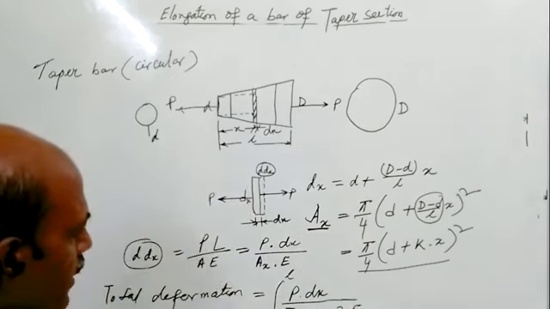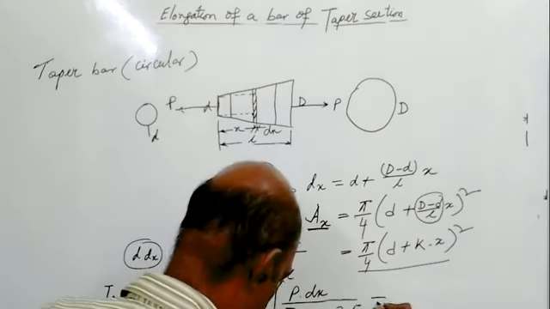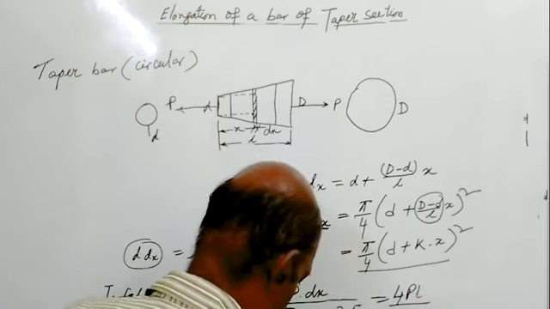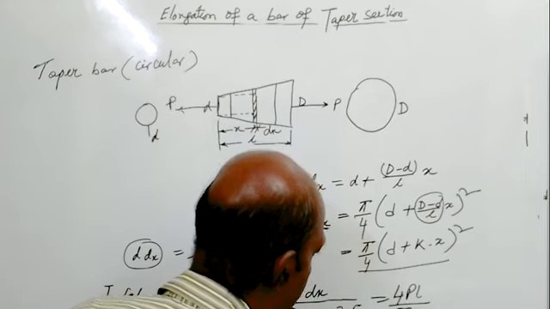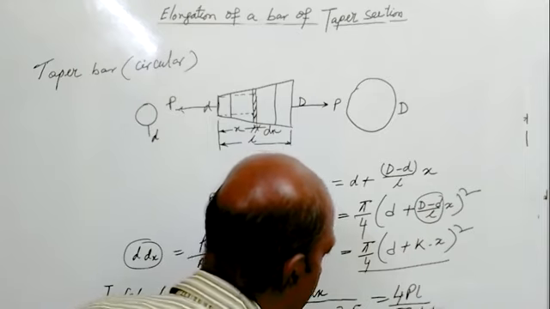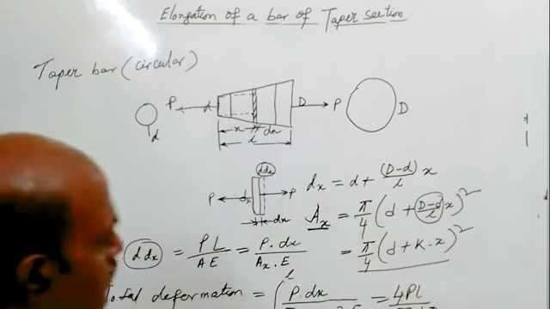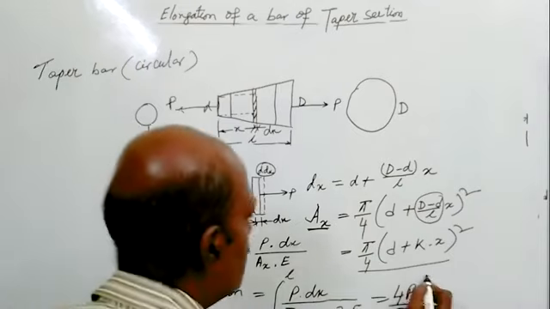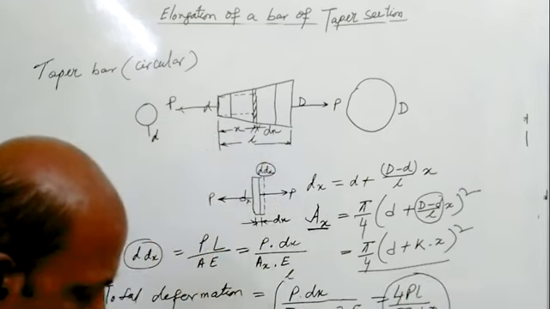Okay, so if we do the integration of this, it will give 4PL by pi E into small d into capital D. So this is the deformation produced in the bar under load P, where the taper bar has diameter small d at one end and capital D at the other end, and the length of the bar is given as L. So this will be the total deformation produced in the bar.